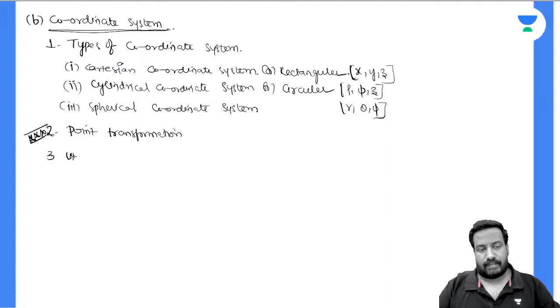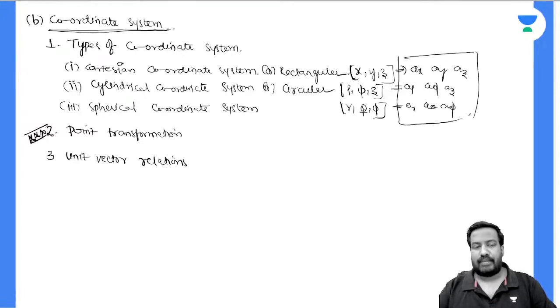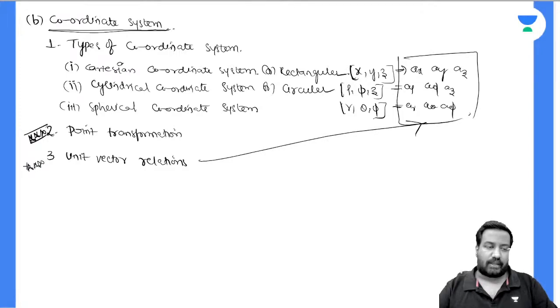Then we had seen unit vector relations. What are unit vectors? In Cartesian coordinate, unit vectors are Ax, Ay, Az. In cylindrical, it is A rho, A phi, Az. In spherical, it is AR, A theta, A phi. Now, how these are interrelated is this topic, unit vector relations. Yet again a very important topic. All these basic topics are very, very important here.